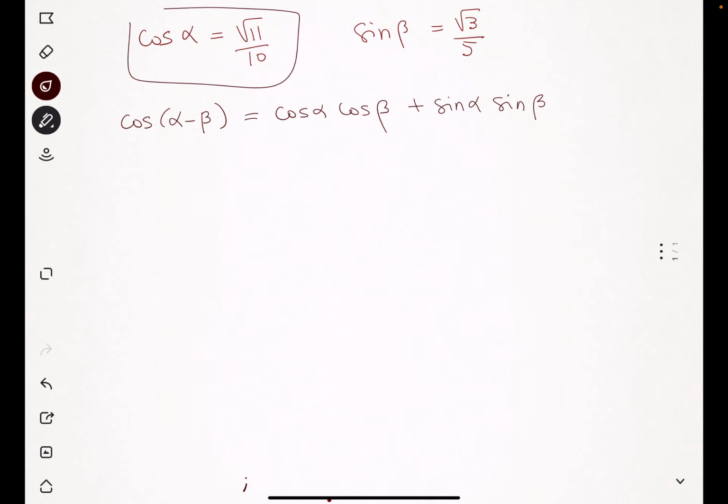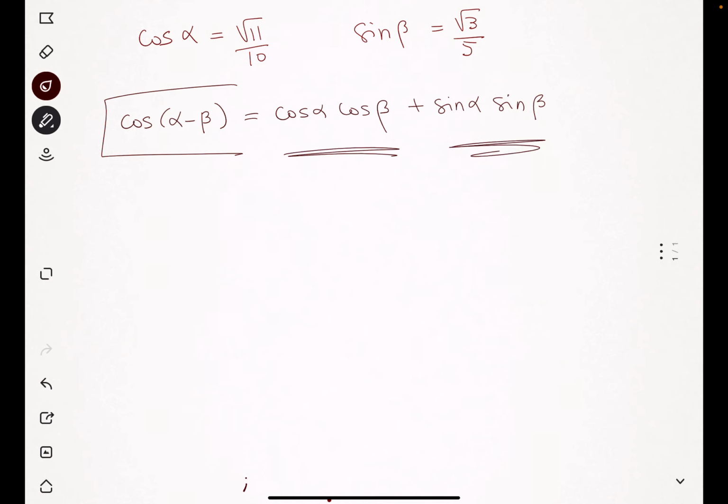Well, you know that the cosine is equal to this, the sine is equal to this. And you have to calculate the cosine of alpha minus beta. Well, according to the lesson, you know that the cosine of alpha minus beta is equal to the product of the cosines plus the product of the sines.